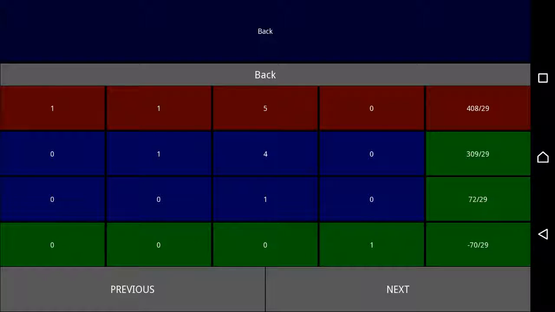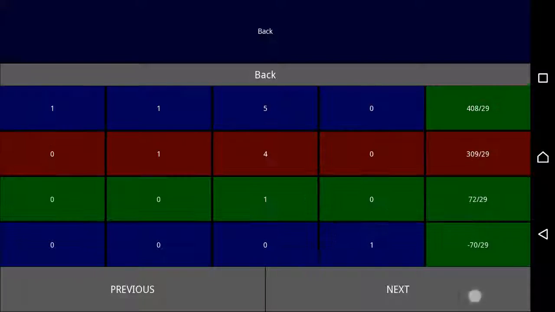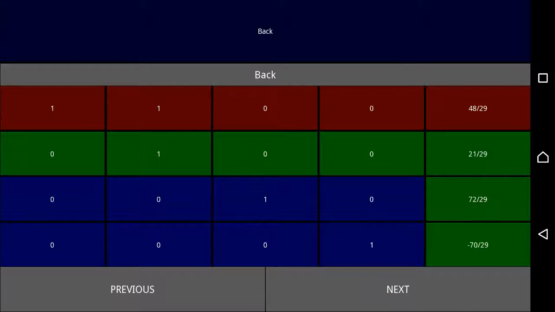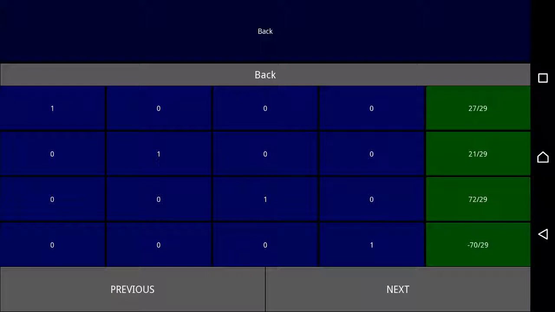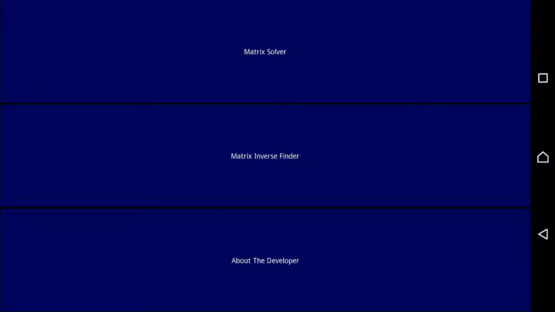So now done. None of the rows except for the last one has the w component. Now we want to get rid of the z component the same way. Now the y component. Now we have x is equal to 27 over 29, y is equal to 21 over 29, z is equal to 72 over 29, and w is equal to minus 70 over 29. So this was for the matrix inverse finder. Matrix solver, sorry.